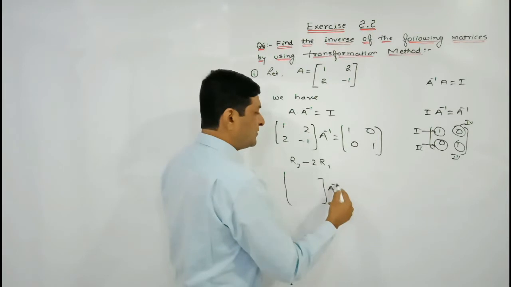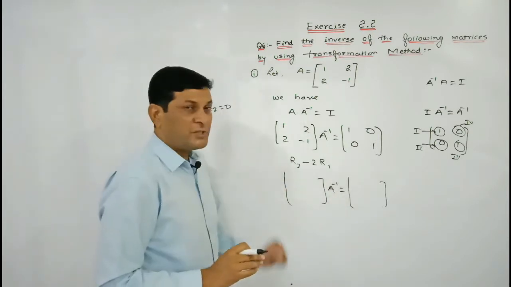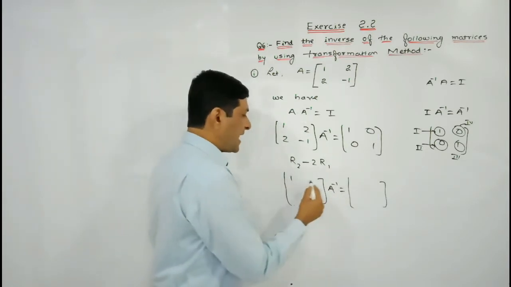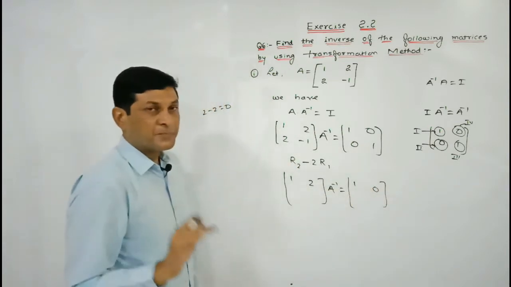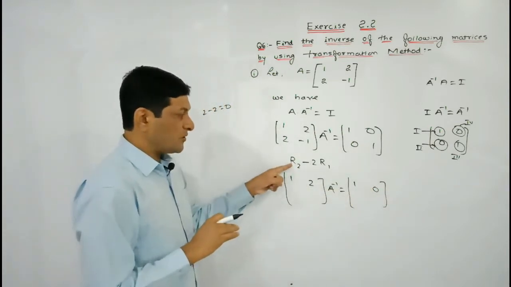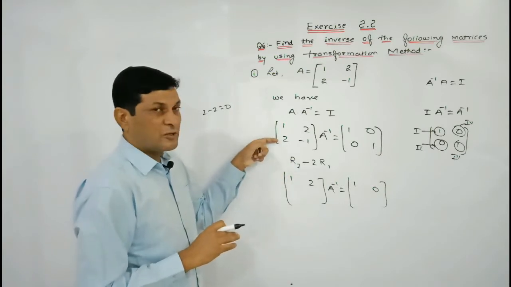On this side, A inverse, keep it as it is. Now our operation is on R2, so keep the element of R1 as it is, 1 2 1 0. We are not disturbing R1. Now perform this operation on the element of R2. Observe the element of R2.